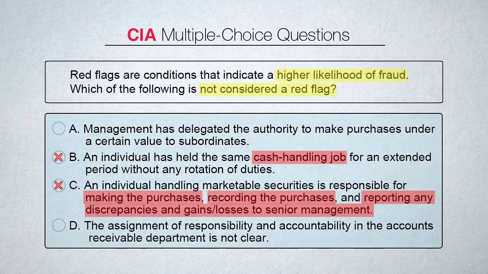Let's look at D. The assignment of responsibility and accountability in the accounts receivable department is not clear. Well, anytime you have unclear roles and responsibilities and a lack of accountability, that poses potential for fraud. Establishing clear lines of authority and accountability not only helps to assign culpability, but also has preventative effects. So we can eliminate answer choice D.